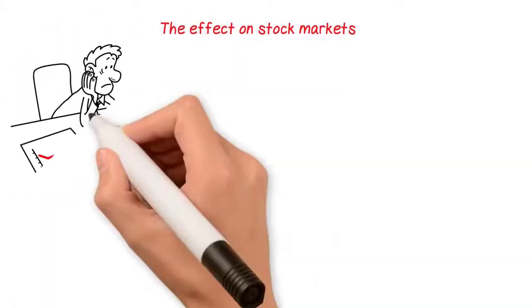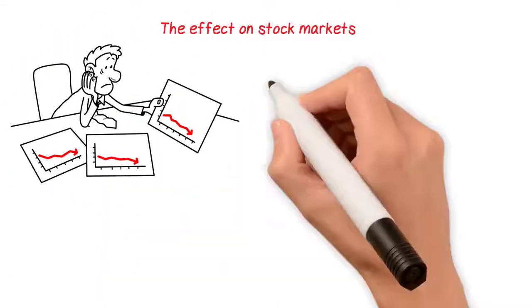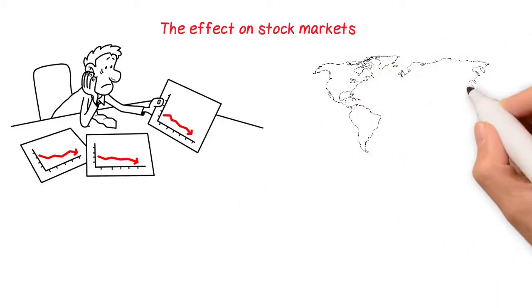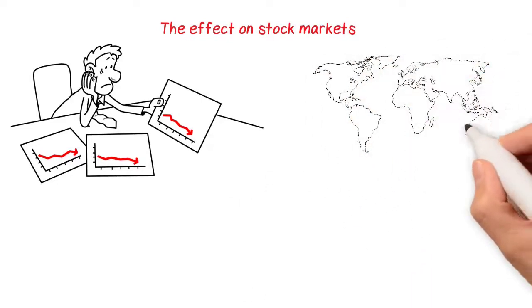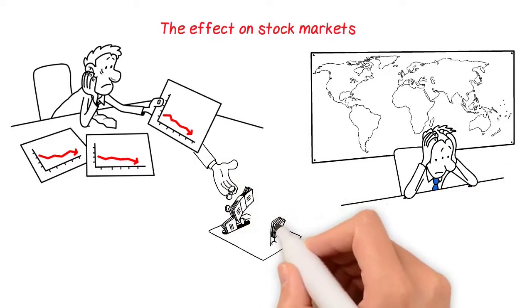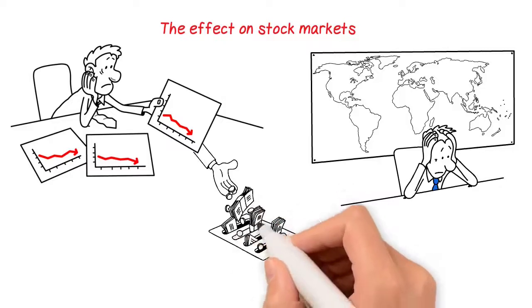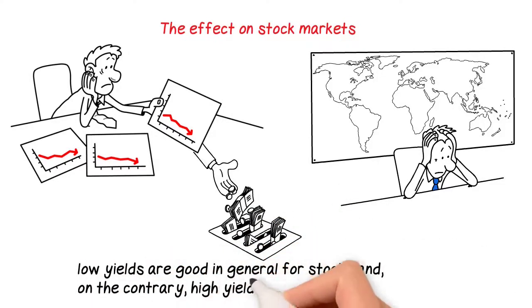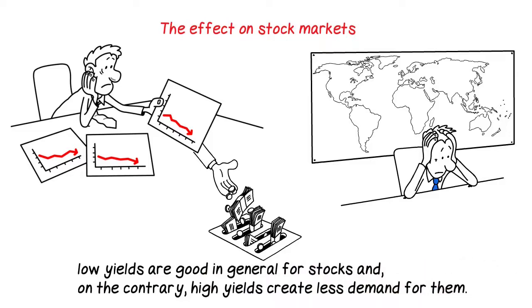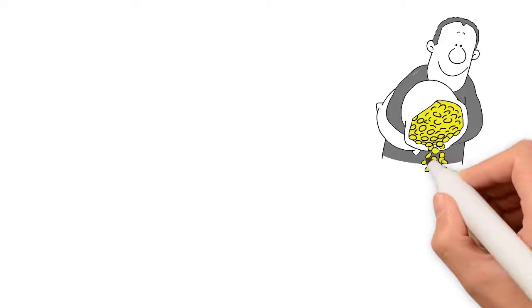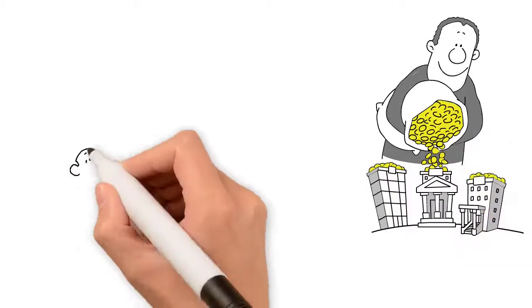But the riskless rate, that's how the U.S. Treasury yield is often referred to, has a profound effect on stock prices too, for exactly the same reason. If the riskless return you get is higher, you will want more returns from riskier stocks too. Therefore, low yields are good in general for stocks, and on the contrary, high yields create less demand for them. That's one of the reasons why you should care about Treasury yields, even if you don't plan on investing in bonds.